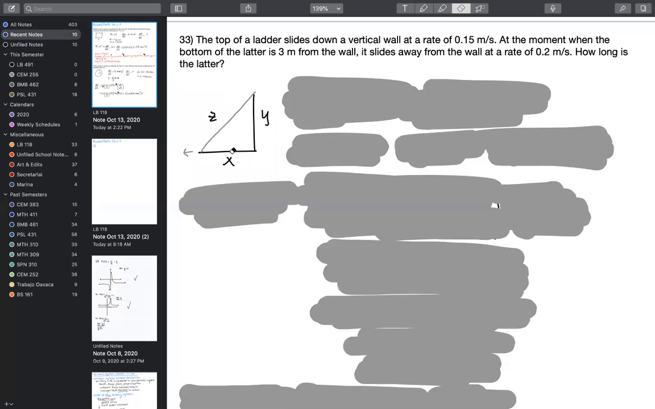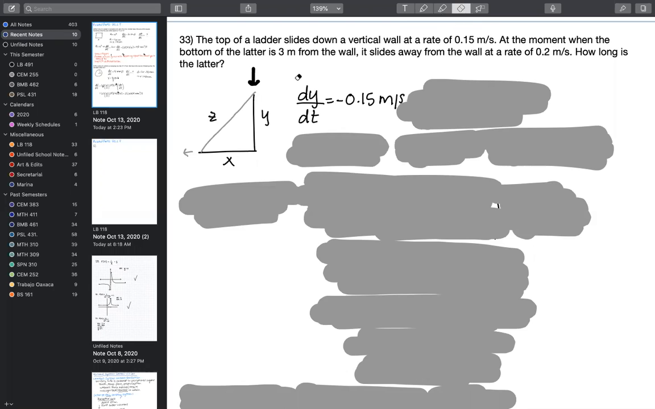I assigned the variables y and x because we've got a vertical wall and a horizontal floor. And to me, this reminds me of a coordinate system. An x, y, and z often in 3-dimensional coordinates go together. And so I'm going to call the length of the ladder z, and then the x coordinate and y coordinate are going to represent the floor and the wall. So first thing that we're told is that the ladder slides down the vertical wall at a rate of 0.15 meters per second. And so what that tells us is that y is going to be decreasing. And if y is decreasing, dy/dt is going to be negative. And so we get that dy/dt is equal to negative 0.15 meters per second.